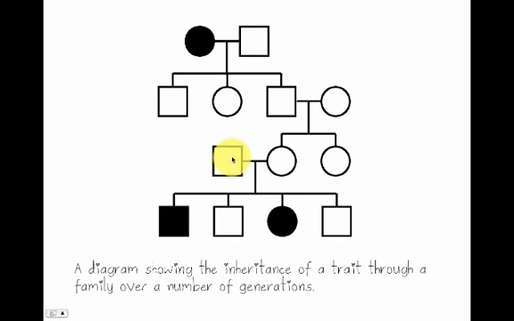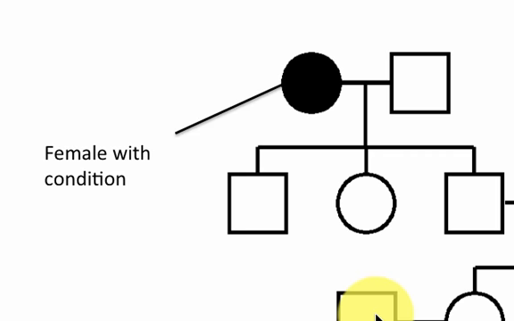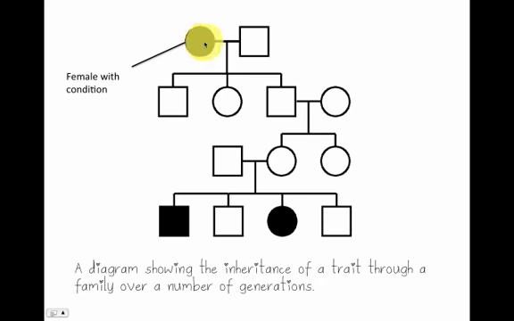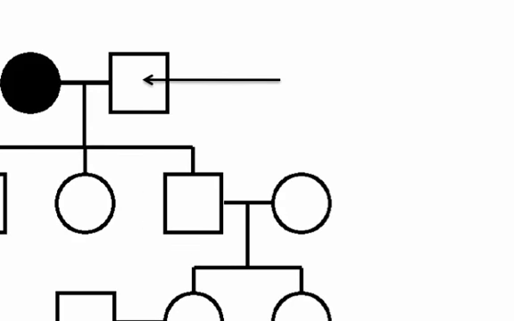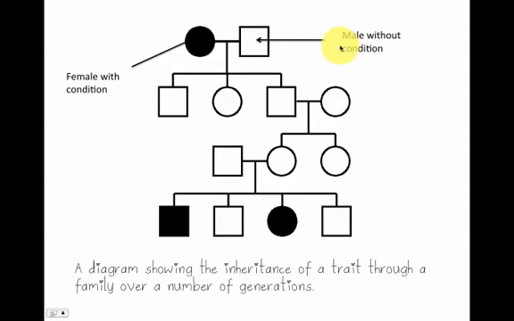You're probably also noticing there's some circles and squares. Well, the circles is a female, and in this particular case up here, this is a female with the condition, and the squares are males. So if they're not coloured in, it means they don't have the condition. And as I said before, this particular pedigree shows 4 generations.